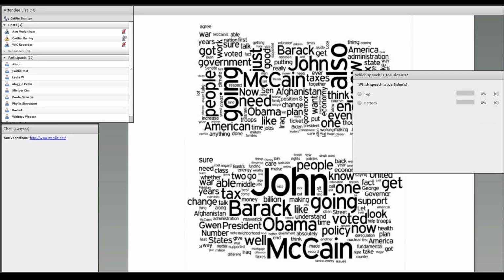I'm going to pop a poll into the window here, and hopefully it won't cover up too much of the text. If you think you have a guess or you know for sure which candidate said which one of these speeches, give you 2 more seconds to pick. Oh, people are changing their answers. Interesting.